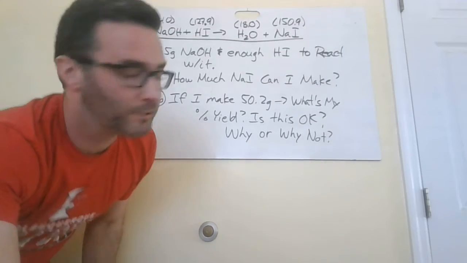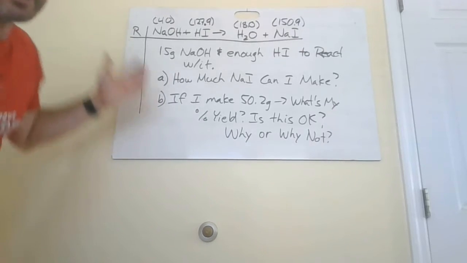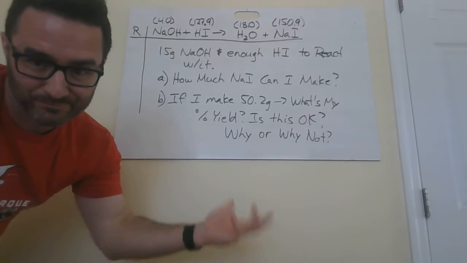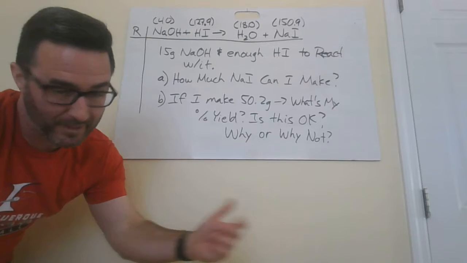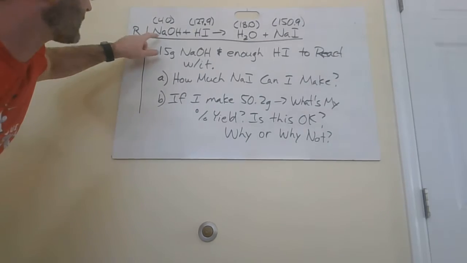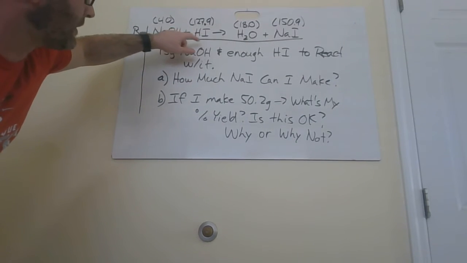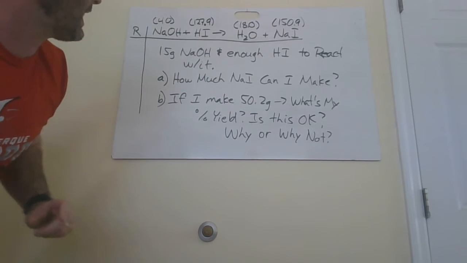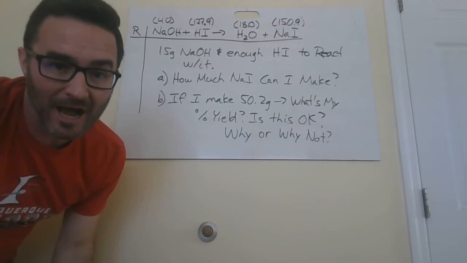Problem 1. I'm going to read it off for you. You can see I'm already setting up a RICE table because I need to move here and I've only got so much board space. I've got sodium hydroxide and hydroiodic acid making water and sodium iodide, and I've got the molecular masses at top.